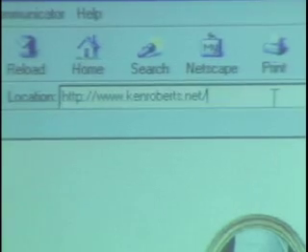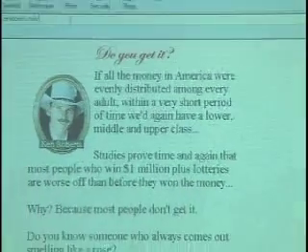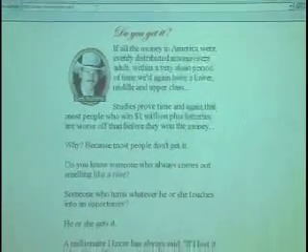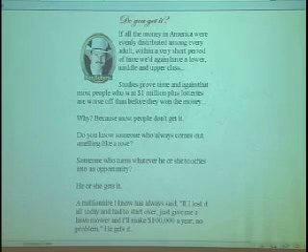So I don't know if you can read this or not, but he says if all the money in America were evenly distributed among every adult, in other words, you take all the wealth and you reallocate it, so you just divide by n. Everybody gets the same amount. Within a very short time period, we'd soon have lower, middle, and upper classes. So he said if you redistributed it, it wouldn't take long before, again, we have these different classes.